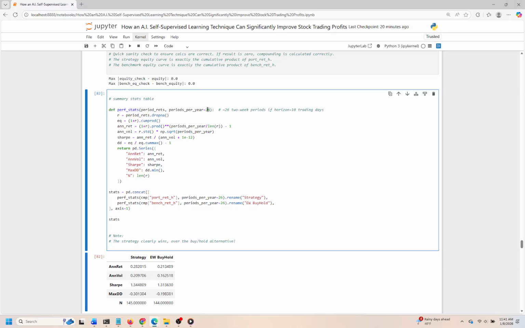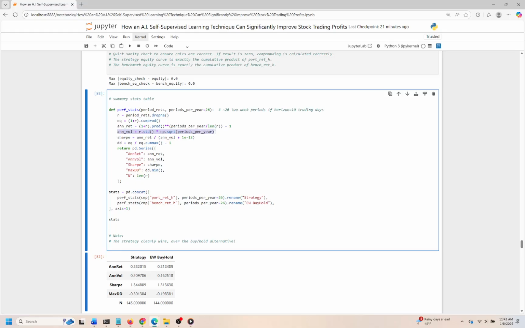Initially, the function removes any missing values from the input returns. It then computes the cumulative product of 1 plus the returns to track portfolio growth over time. Annualized return is calculated by taking the product of the returns, adjusting it for the total number of periods, and subtracting 1 to express it as a percentage. Volatility is measured using the standard deviation of the returns, scaled to an annual basis by multiplying it by the square root of the number of periods.